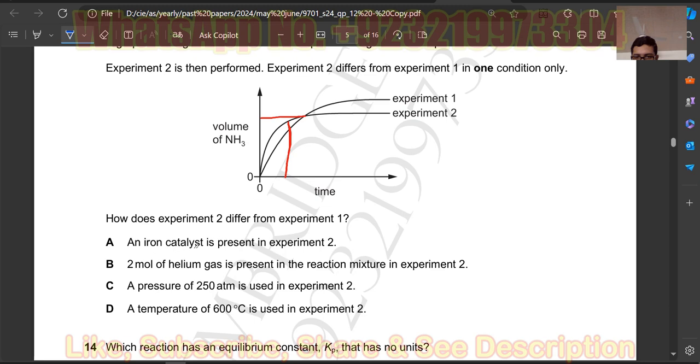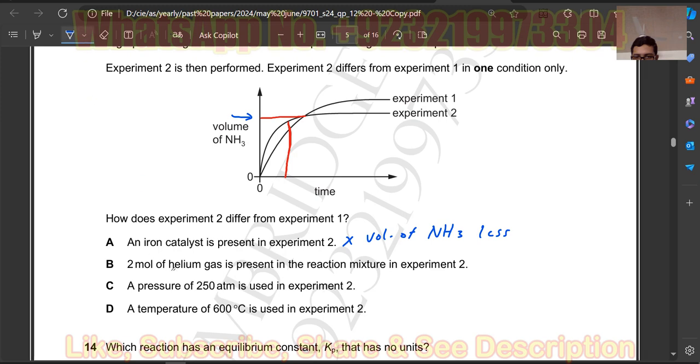We know that a catalyst increases the speed of the reaction by providing an alternative pathway of lower activation energy, but according to the graphs, the volume of ammonia has decreased in experiment number 2, which indicates that it is not the reason, because the volume of NH3 has decreased in the graph. The option number 2 says 2 mole of hydrogen gas is present in the reaction mixture in experiment number 2.